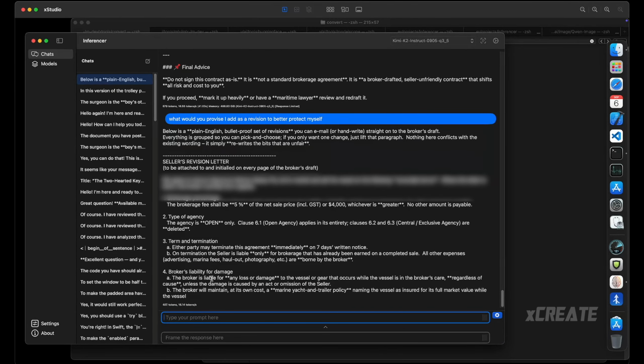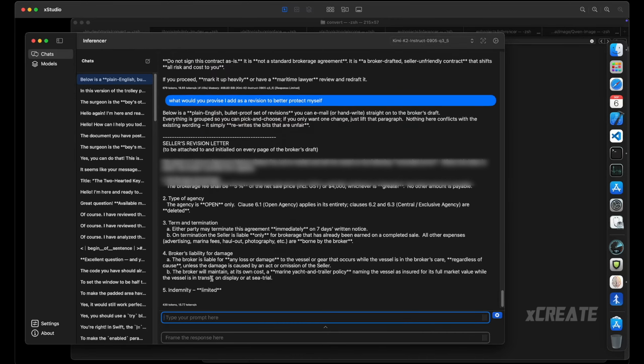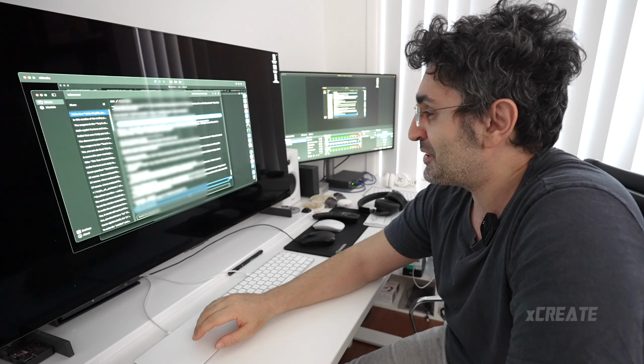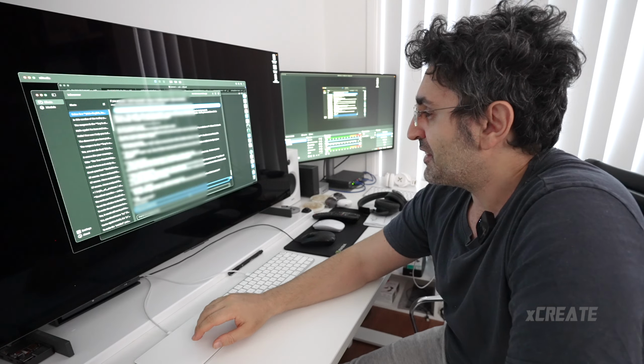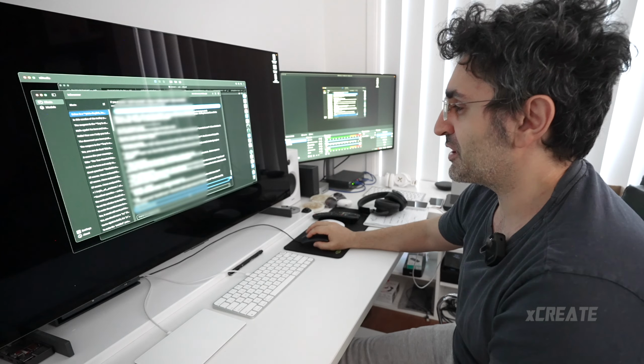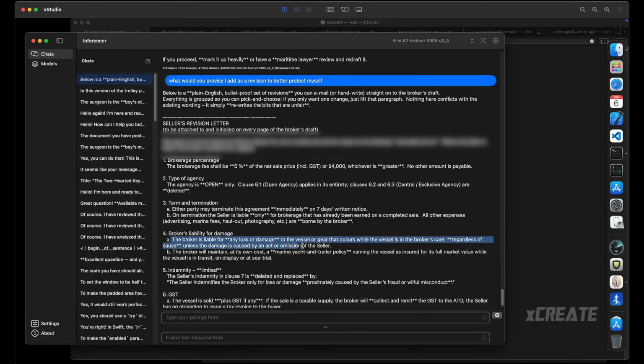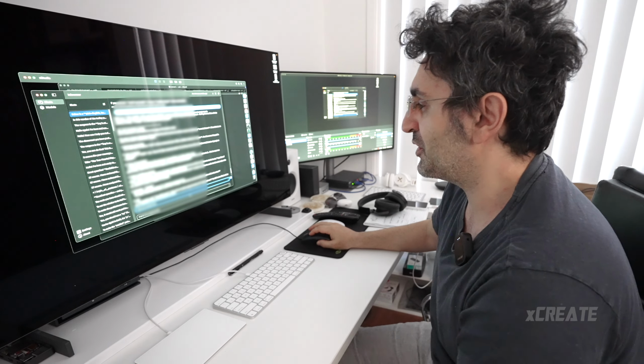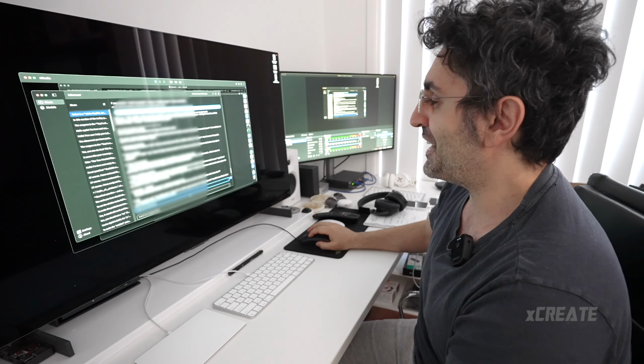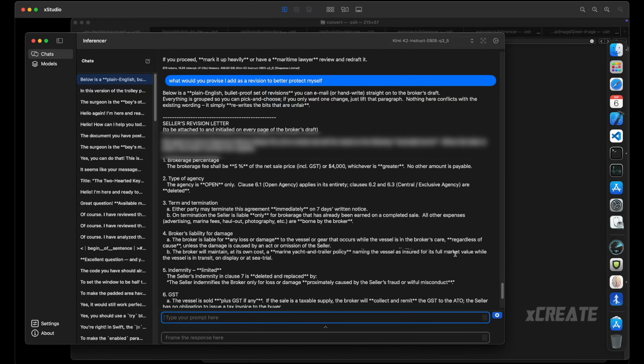The agency is open only. Whoa. Either party may terminate the agreement immediately. The broker is liable for, actually, I might utilize this one. The broker is liable for any loss or damage because under the broker's care, unless the damage is caused by an act or omission from the seller. And the broker will maintain at its own cost marine, yacht, and trailer policy, naming the vessel full market value when the vessel is in transit or at sea.